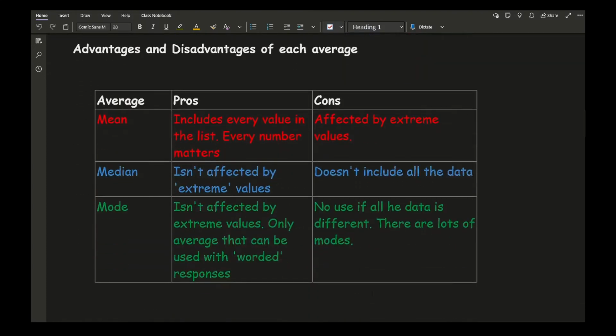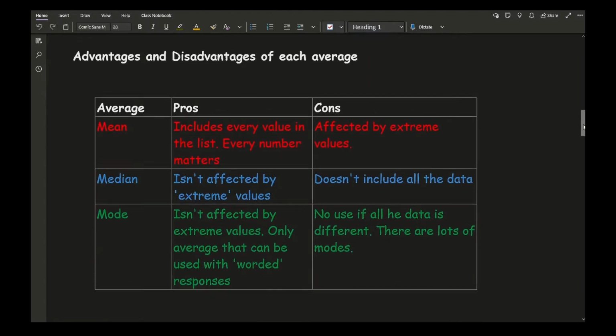Now, another thing you need to be aware of is the advantages and disadvantages of each of the averages. And again, this could be a question that comes up in your exam. And I'd recommend that you make a note of the contents of the table.